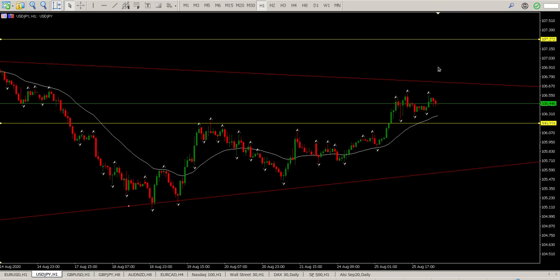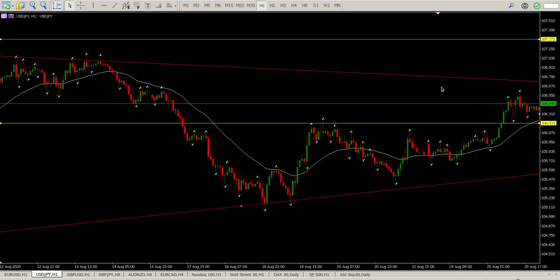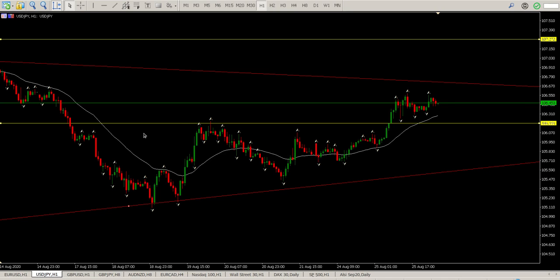I suppose if we break through, come back and test this 106.725 area, then there's an opportunity to extend up to 107.272. Okay, but I still think the dollar is sort of treading water at the moment, no real direction.